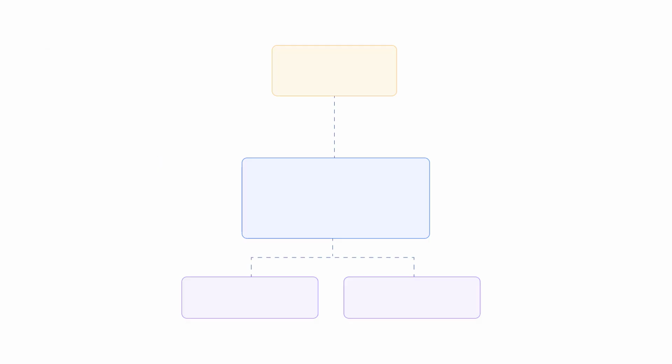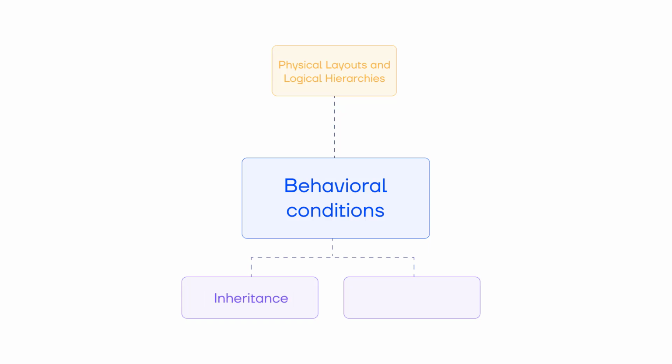Remember, building accurate physical layouts and logical hierarchies is very important when setting and implementing behavioral conditions for 2 main reasons. First, inheritance. When you apply a behavioral condition to an object-type component, all nested components will automatically inherit that condition. Second, the path of nested components must be accurate when used with behavioral conditions.